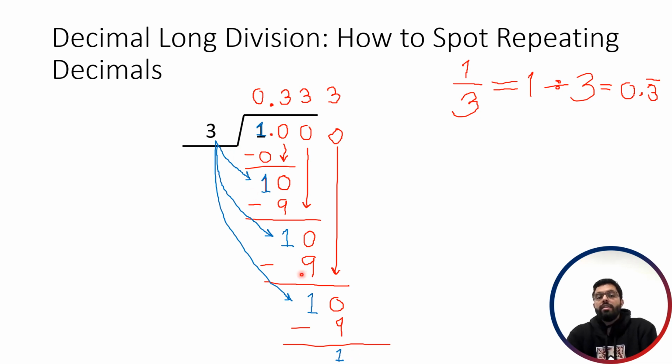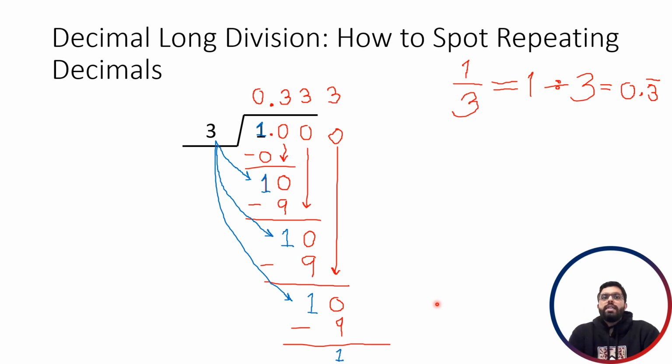So you'll see that in this super simple example, you end up with just 3's repeating up top. Every time that you invent a 0 and pull it down, you're going to get exactly the same remainder. It's going to be a 1, 1, 1, 1 every single time.